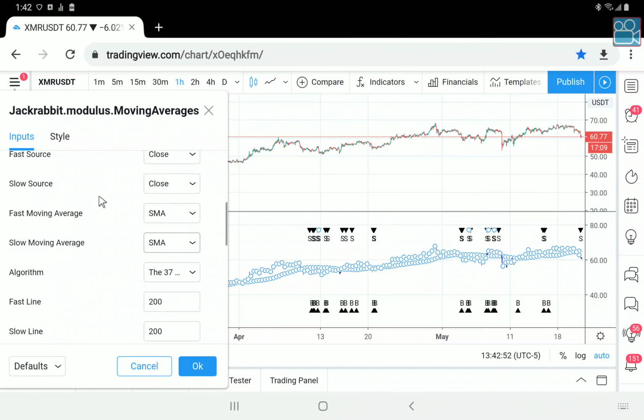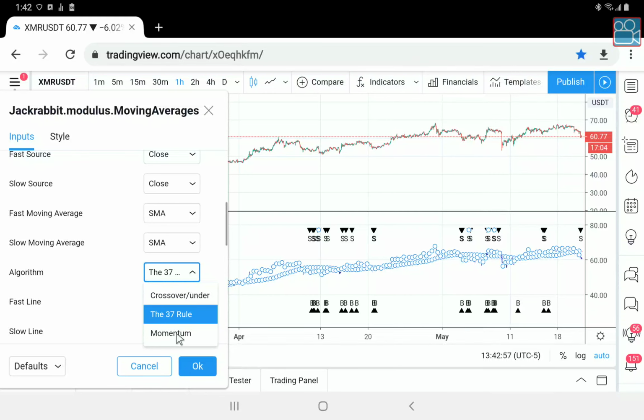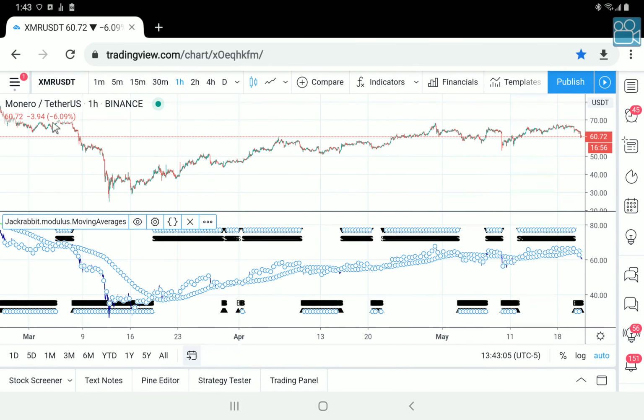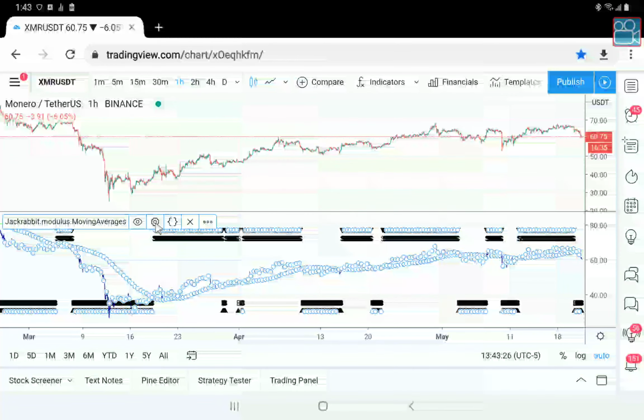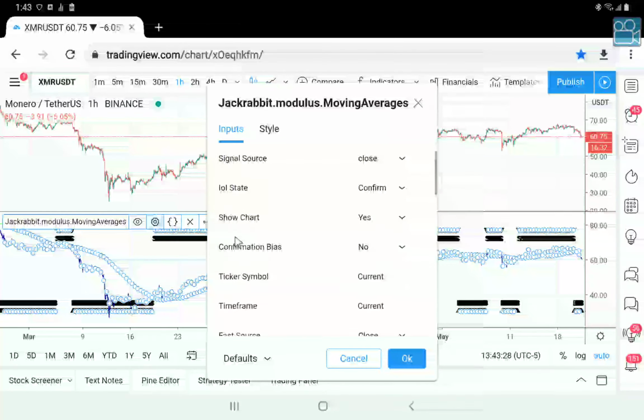Okay. Finally, we're going to talk about the last type of moving average, which is the momentum. Momentum is your textbook single line. Pretty straightforward. Anything below is a buy. Anything above is a sell. Did I say textbook? Well, I'm going to have to mess that up a little bit.